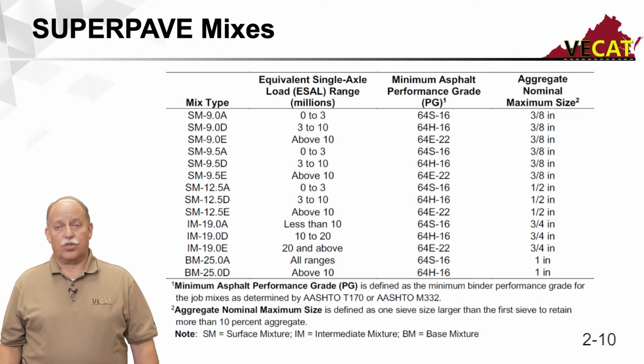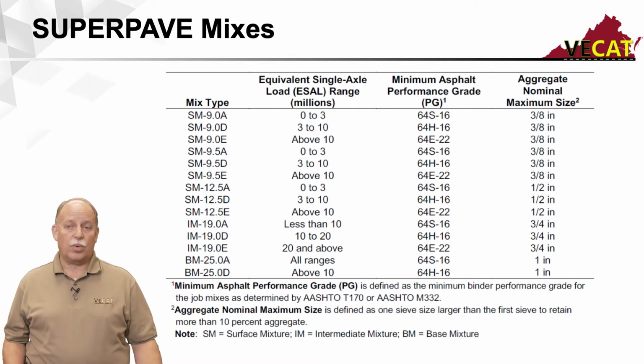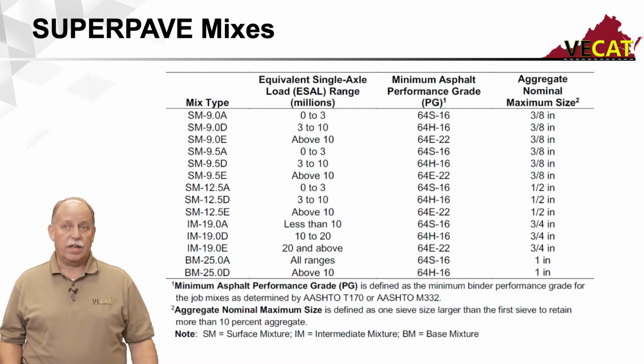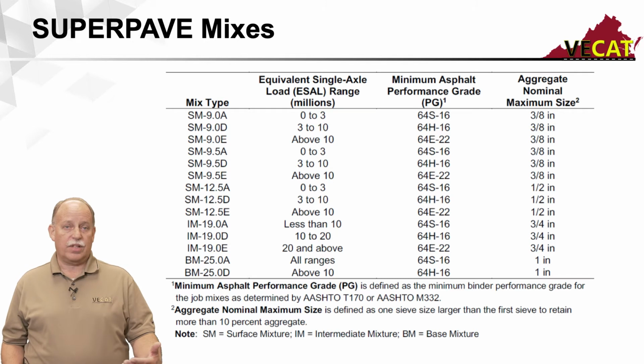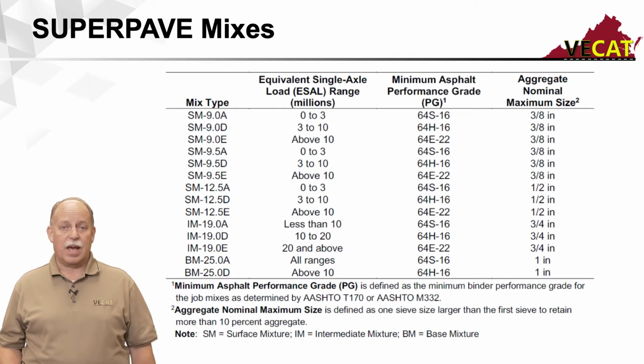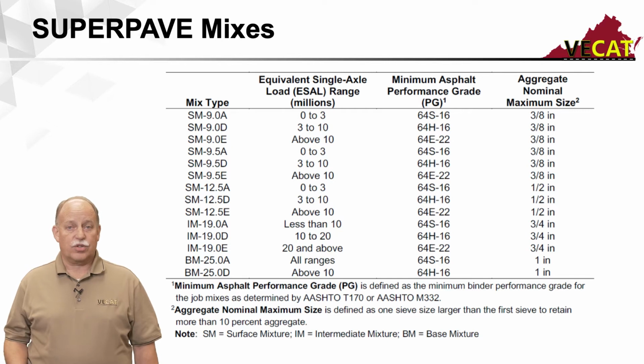So let's go down this chart for our SUPERPAVE mixes. We just talked about those types of binder grades, the performance graded asphalts that are used in all of our different mixes. You see the mix type on the left side, we have mixes all the way from a 9.0A all the way down to that BM 25.D. And there's a chart here that tells you that for certain types of equivalent single axle load ranges, that tells you how much traffic is on that road. And it ranges from all the way down at 0 to 3 ESALs. We're using that SM 9.5A. It's going to use a 64S-16, and again, that nominal maximum aggregate size is 3/8 of an inch.